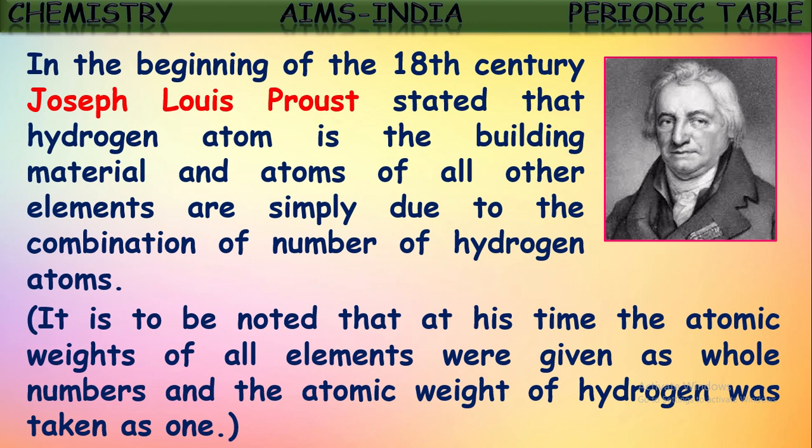It is to be noted that at his time, the atomic weights of all the elements were given as whole numbers, and the atomic weight of hydrogen was taken as 1. So based upon the atomic weight of hydrogen as 1, taken as the standard, the atomic weights of the remaining elements were measured. That's why they got atomic weights for almost all elements as whole numbers. So based upon these characteristics, Joseph Proust assumed that hydrogen is a building block of all matter, and all remaining elements are formed just by the combination of a number of hydrogen atoms. In that way, he proposed it in the 18th century.